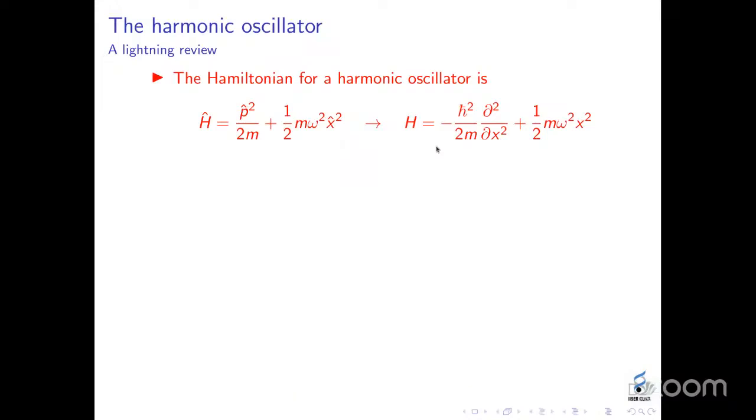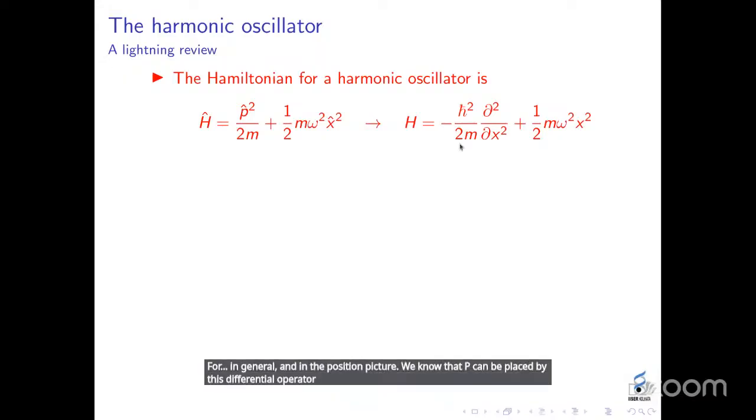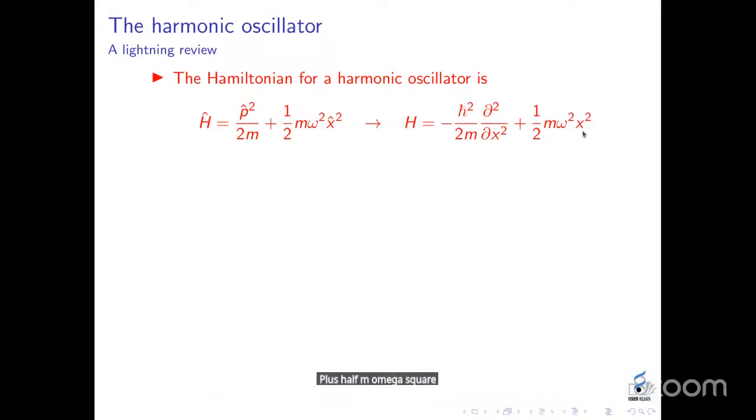In general, in the position picture, we know that p can be replaced by this differential operator, and the Hamiltonian operator looks like minus h cross squared by twice m del 2 by del x2 plus half m omega squared x squared, where the operator for x in the position picture is just multiply by x.